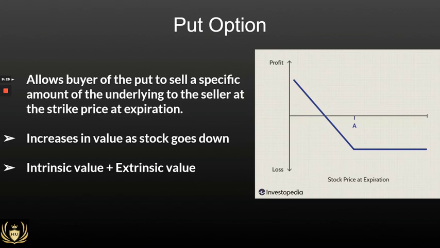So the buyer of the put will only exercise it if the stock price is below the strike price on expiration. By that sense, you should understand that the value of the put will keep increasing if the stock price keeps getting lower, because the profit the buyer of the put makes depends on how much the stock price is below the strike price.